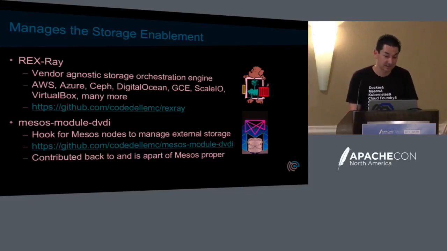For that project, they're both open source. The second one, the Mesos module DVDI, was quite successful because it was open source, and it was pushed upstream. As of Mesos 1.0, it's available in their source tree. You just need to flip the bit to enable external storage. It's listed as experimental, but it's there.